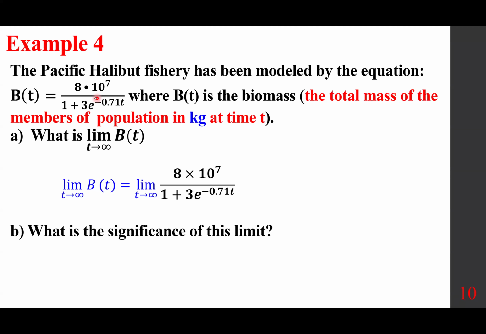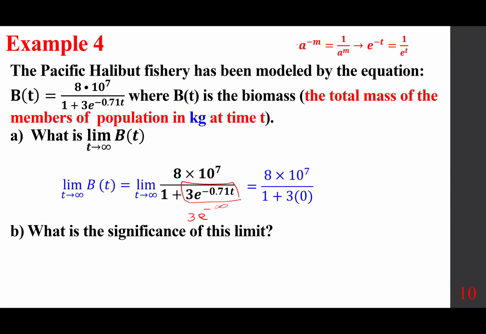So the limit of this expression as t approaches infinity, the limit of 8 times 10 to the power of 7 over 1 plus 3 e to the power of minus 0.71 times t. So basically you plug in. The numerator doesn't change, 1 doesn't change. Let's see what happens here. When you plug in, you get 3 e to the power of minus 0.71 times infinity, which is minus infinity in the exponent. And e to the power of minus infinity is 0. Therefore, it is 8 times 10 to the power of 7.